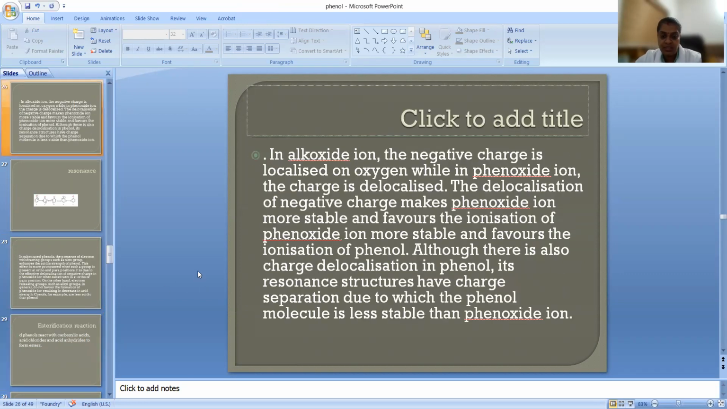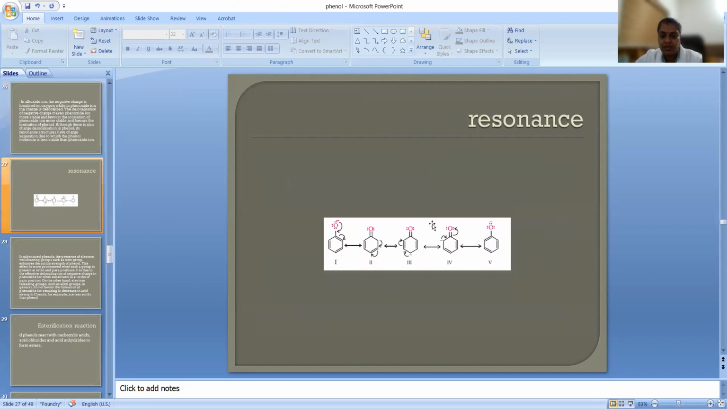We discussed this. In the alkoxide ion, only the negative charge is there, but in the case of phenol, there are more positive and negative charges on the same resonating structure, so its stability should be less compared to that of phenoxide ion.